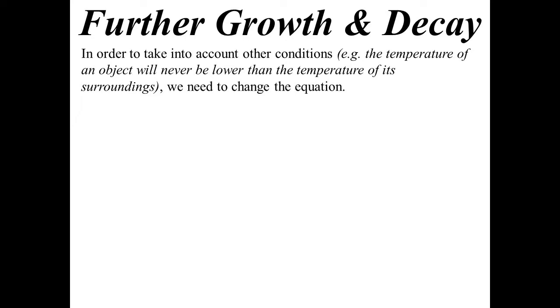So we need to change the equation. It's a slight little change. Instead of just being equal to a constant times P, for population if you like, it's now P minus N. And that N is this external condition.